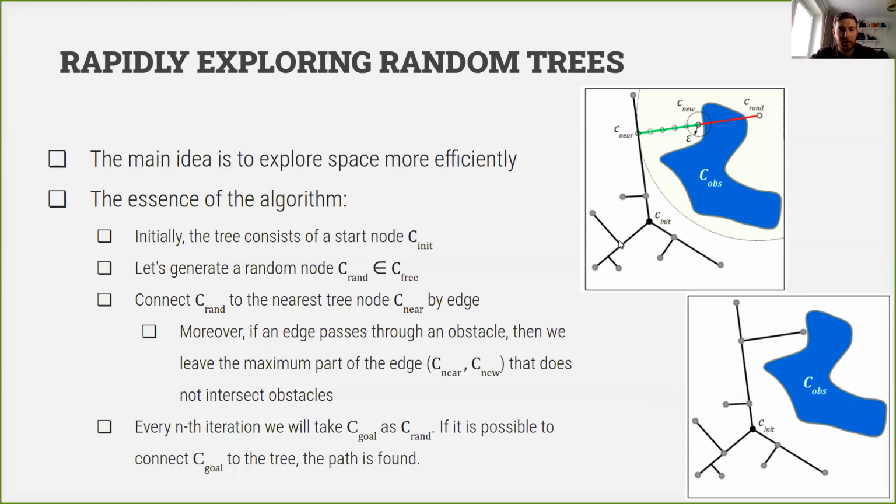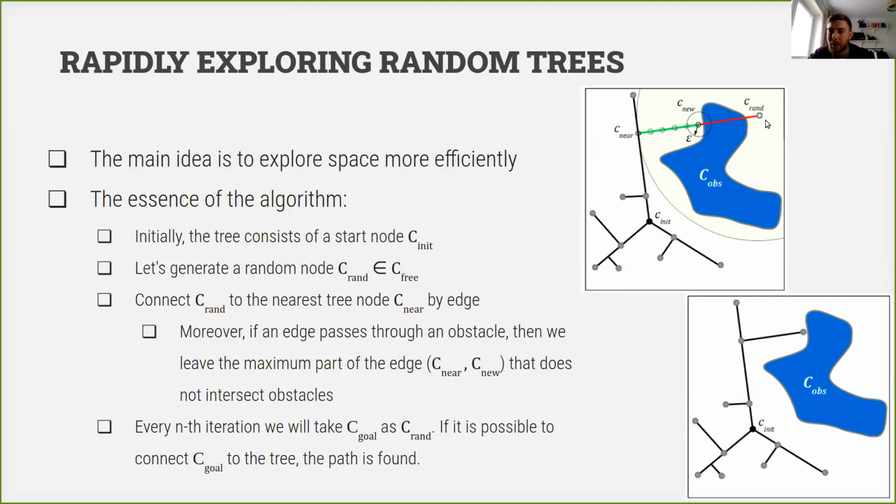As we said, we take random samples. So the essence of the algorithm is the following. Initially, we have our initial position, C init, in black here. We generate a random node again from free space. Imagine we generated this gray node, and then we connect this randomly generated node to the nearest tree node. In our case, at the starting point of time, we only have C init, so we will try to connect this node to C init, if it is possible, if there is no obstacle in between, of course.